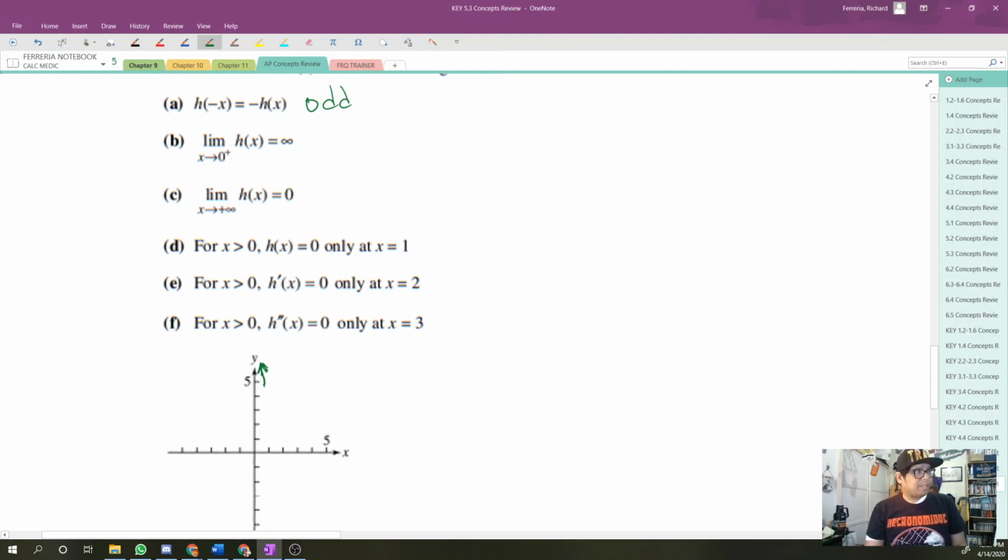Okay, for positive values, h is equal to 0 only at x equals 1. So we're going to have to cross here. And since there's no other place that's going to cross the axis, this has got to do this. Okay, and h prime is equal to 0 only at x equals 2. So at x equals 2, we should have a horizontal tangent line.